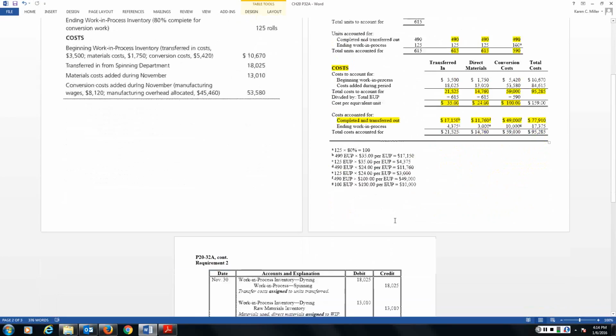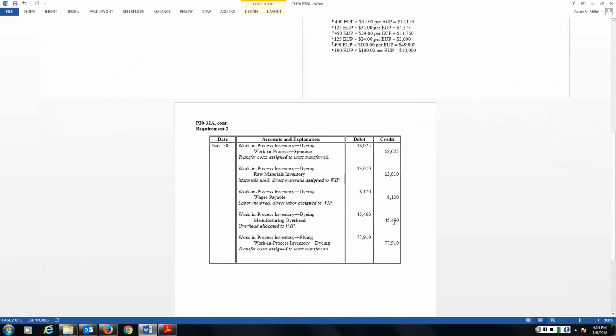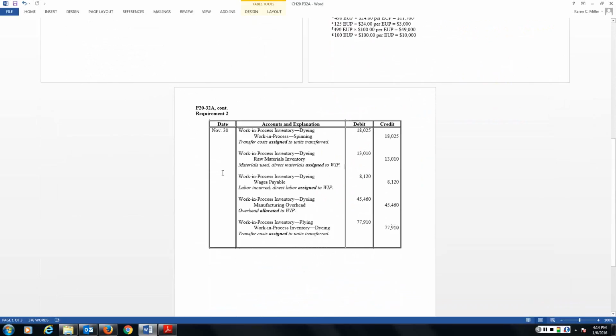We can skim down to see the journal entries related to these processes to kind of wrap it up. Once again, remember that the cost that came into the dye department came out of the spinning department. So once the spinning department was finished with the rugs, they transfer the $18,025 out of spinning and into dye. And then we add the raw materials. So we see raw materials coming out of raw materials inventory and into the work in process. We see wages coming into the dye department, and we see manufacturing overhead coming into the dye department.